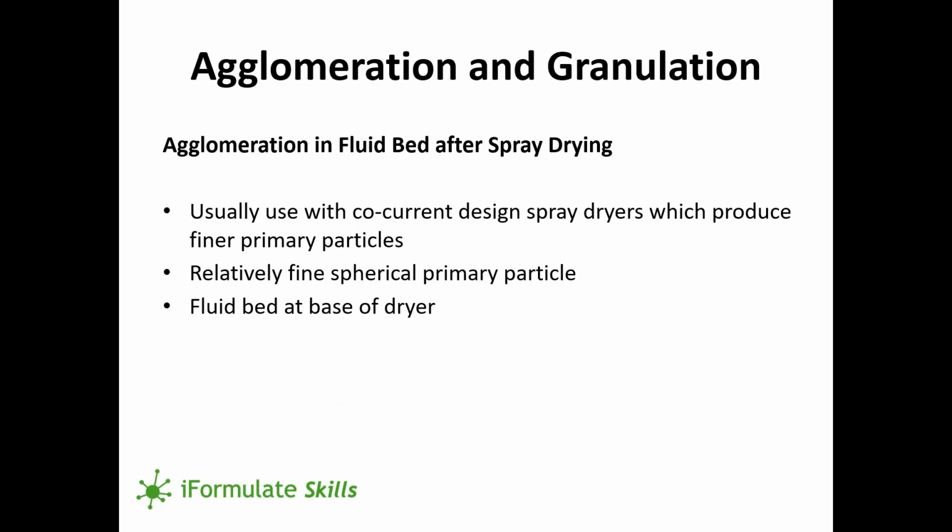Another method of agglomeration is by following the spray drying step with a fluid bed at the base of the spray drying tower, and David's going to talk in a moment about fluid bed in much more detail. The design in this case is usually a co-current spray dryer, and that will have produced, as we've seen, primary particles which are typically pretty fine and spherical, and these can then be agglomerated in a second step using a fluid bed after the spray drying step.